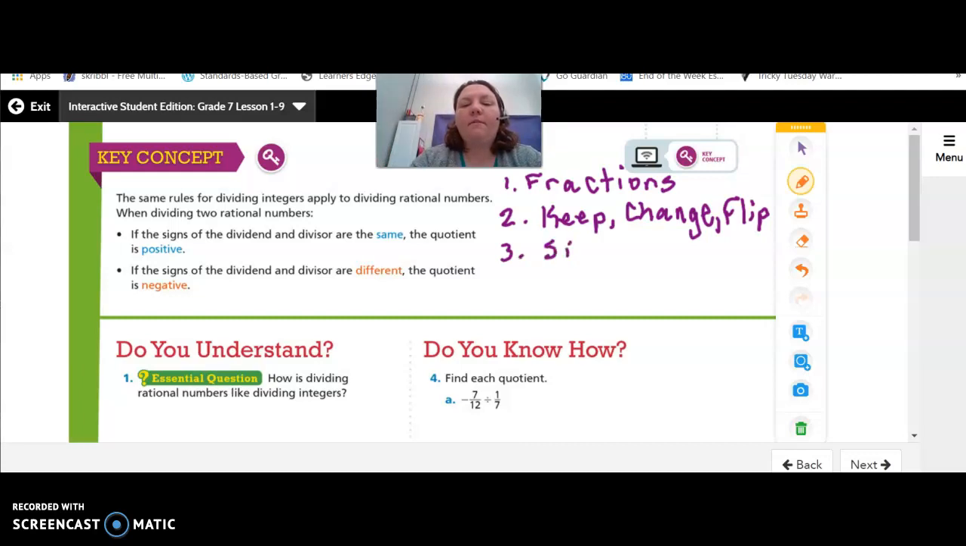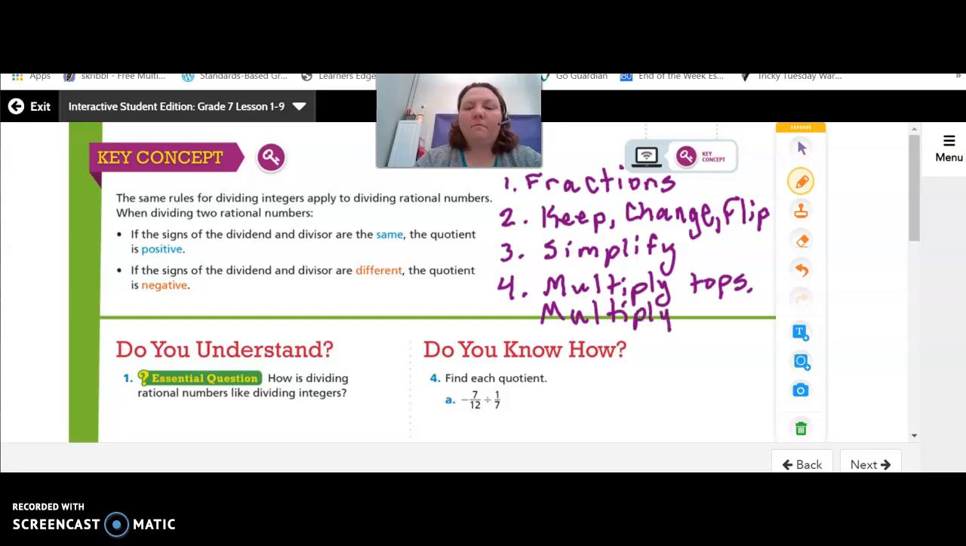Third, we simplified as much as we could. Anything that could be divided by the same number on the top and the bottom, we cross-simplified like we learned how to do when simplifying fractions in 5th and 6th grade. And finally, our last step was to multiply. And when we multiply fractions, we multiply the tops and we multiply the bottoms. So those are the steps in order to match the practice examples that we just worked through.